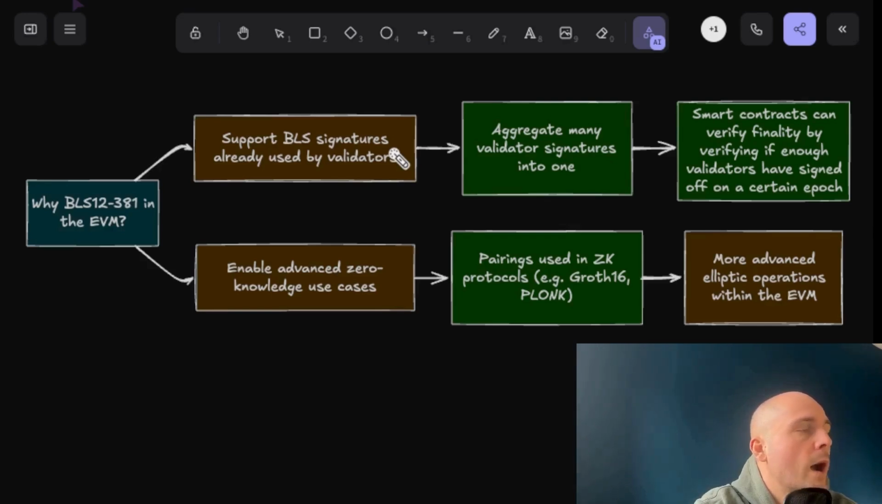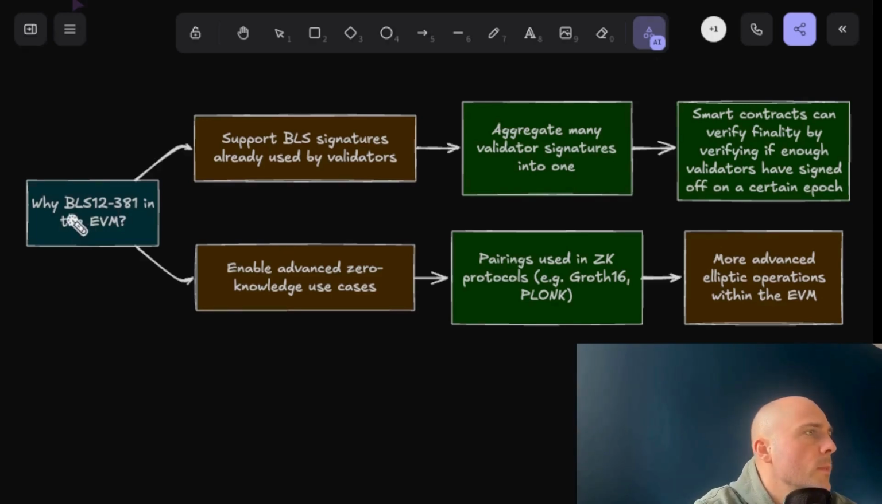Now, how can that be used in smart contracts, for example? Well, in some cases, it might be quite useful to be able to verify finality, for example, by checking that enough validators have signed off on a certain epoch, especially for applications that are sensitive to reorgs, for instance. And this aggregation of BLS signatures could also be used in multisigs, where many entities could sign something and then those signatures get aggregated into one, and that can be very efficiently verified on the smart contract level to check if a certain quorum has been reached.